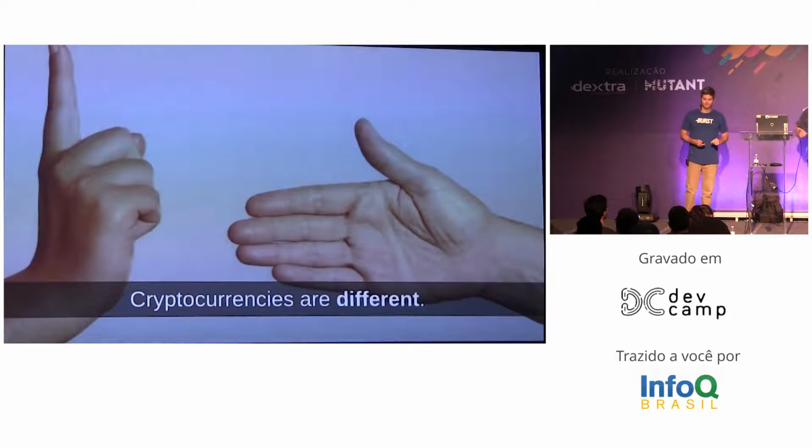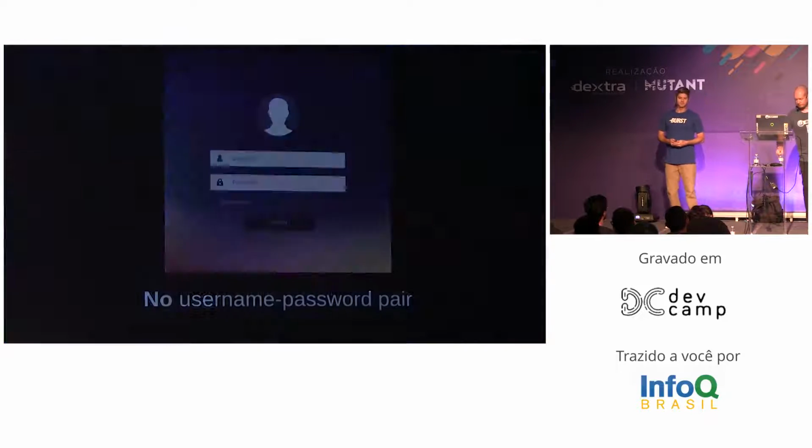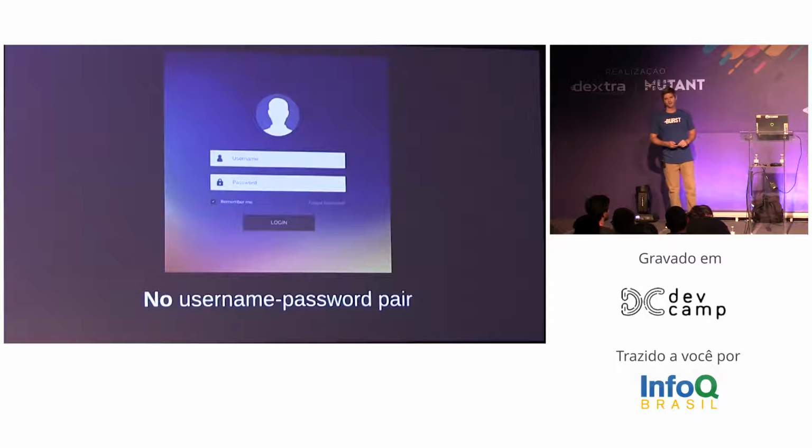Cryptocurrencies are a little bit different. Some cryptocurrencies are decentralized, and a nice feature of being decentralized is that they can be trustless. This means no username or password pair.